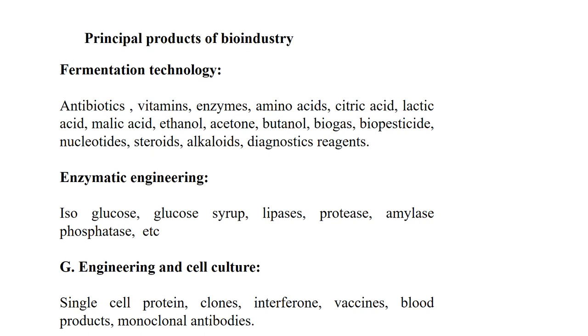This is the summary of the whole discussion that we have covered, the principal products of bio industry. As I have discussed, cloned genes can be applied in a variety of ways to produce fermented products like antibiotics, vitamins, enzymes, amino acids, citric acids, lactic acids, malic acids, other types of organic acids, ethanol, acetone, butanol, biogas, biopesticides, nucleotides, steroids, alkaloids, diagnostic reagents. These are all fermentation technology. Enzymatic engineering: isoglucose synthesis, glucose syrup, lipases, different types of enzymes like proteases, amylases, phosphatase, etc. Cell culture engineering: single cell protein synthesis, clone synthesis, interferons, vaccine production, blood products, monoclonal antibodies.